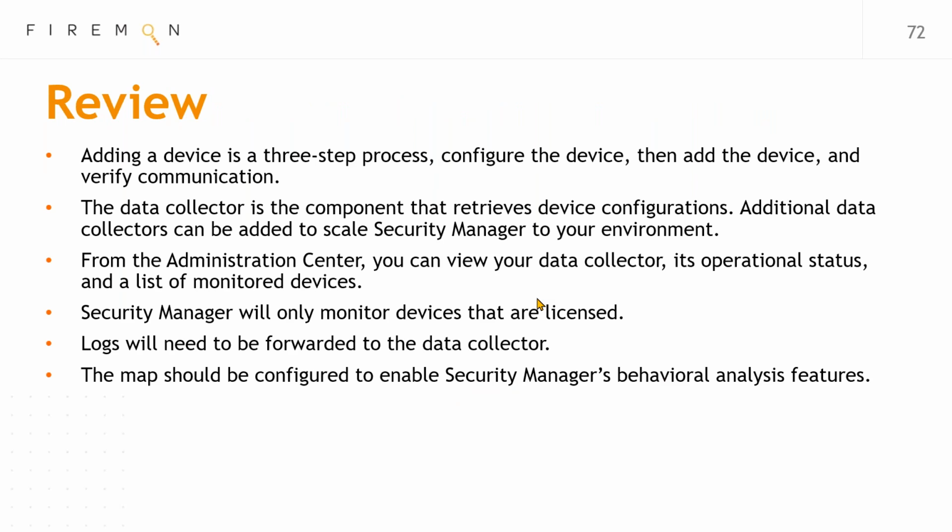All right, this brings us to the end of the overview of your administration features. Let's go over a few important points you want to take away. Device addition in the SIP or Security Intelligence Platform is going to be a 3-step process. First, you're going to configure a device so that the data collector can connect to it and receive its logs. Then you'll add it to your Security Manager infrastructure and verify communication to it through a manual retrieval to make sure you're able to pull it.